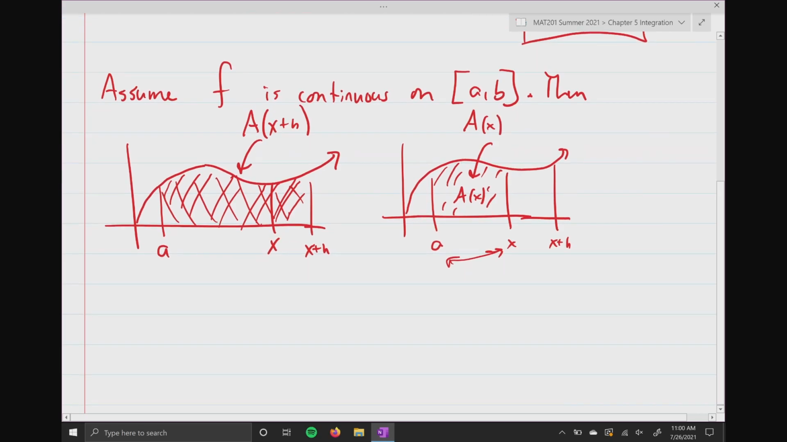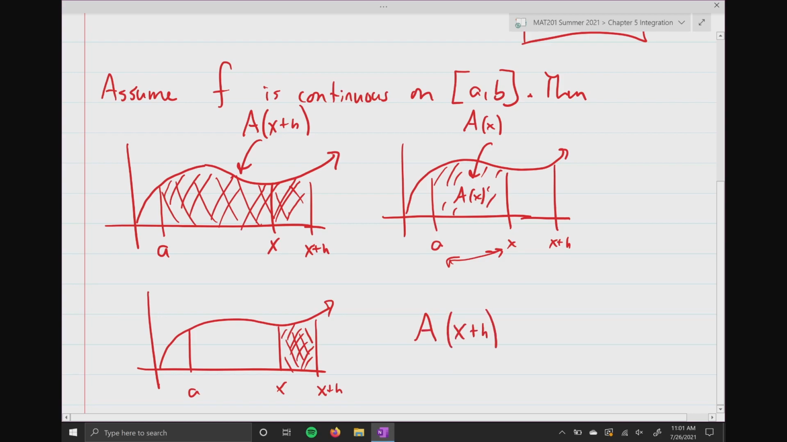So what we know is, if I just wanted to find this little piece right here, which is kind of small, it almost looks like a rectangle, but if I just wanted to find that little piece, then what I would need to do is take the area of x plus h and subtract away the area of a to x, and that's going to be approximately h times the height of my function, which is f of x. So hopefully you can see how this works.